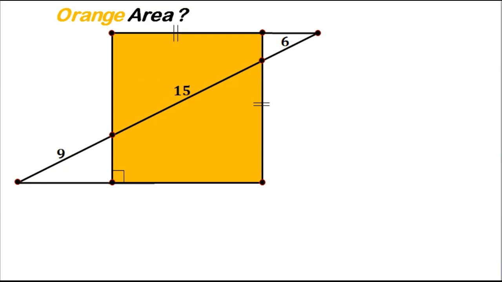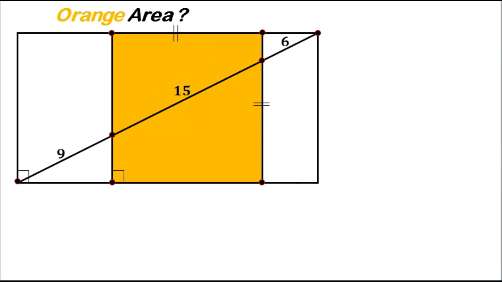Now, to determine the orange area, we will have to complete this figure so that the outer rectangular part is also complete in that manner. Now, if you complete the outer rectangular part and we label this diagram, maybe A, B, C, D.